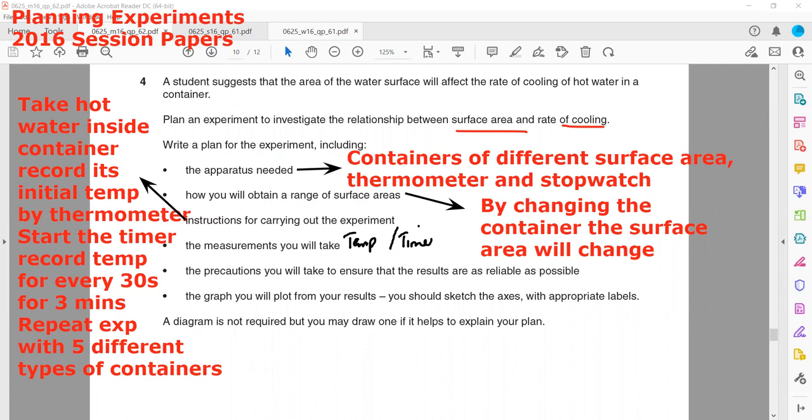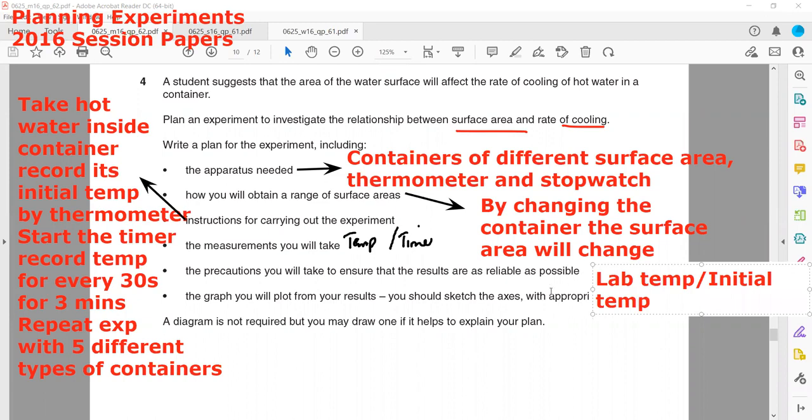So every time when we are doing the experiment, we should keep the room temperature, or the lab temperature, the same, or we should take hot water at the same initial temperature. Because if we take two or three different containers and the hot water is at a different temperature, it won't be a fair comparison to identify which one cools down faster. So the lab temperature and the initial temperature of the water should be the same.